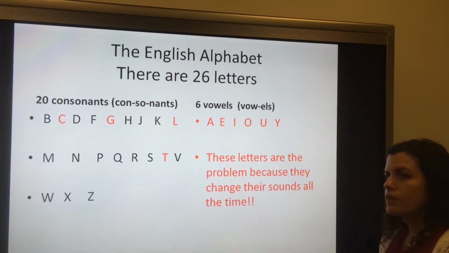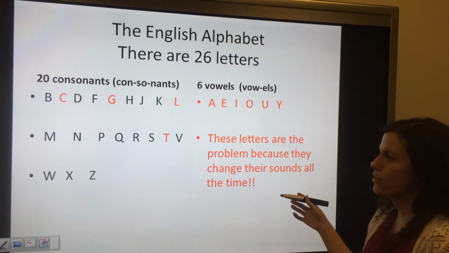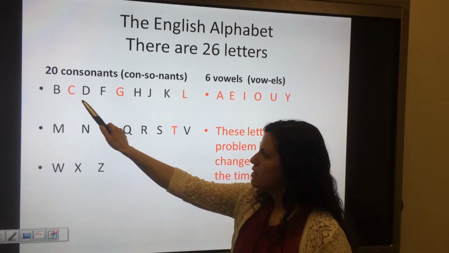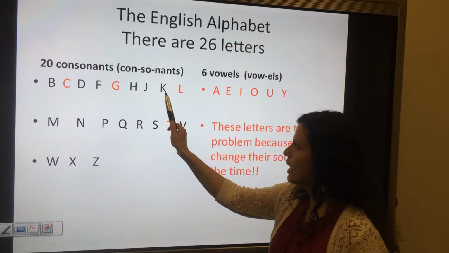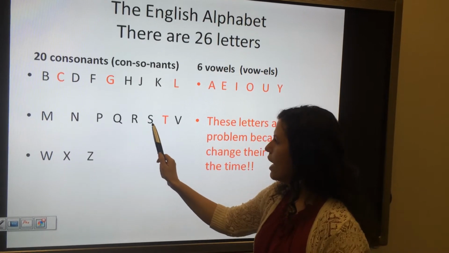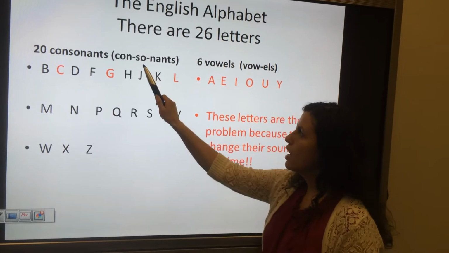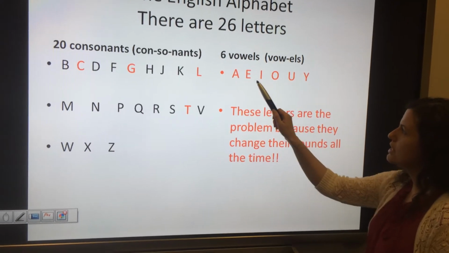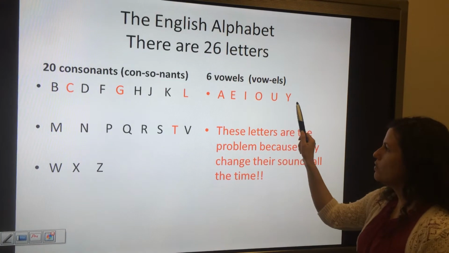Okay, so let's go over some basic things. The English alphabet has 26 letters. These letters here, B, C, D, F, G, H, J, K, L, M, N, P, Q, R, S, T, V, W, X, and Z are called consonants. Okay? And here we have 6 vowels, A, E, I, O, U, and Y.